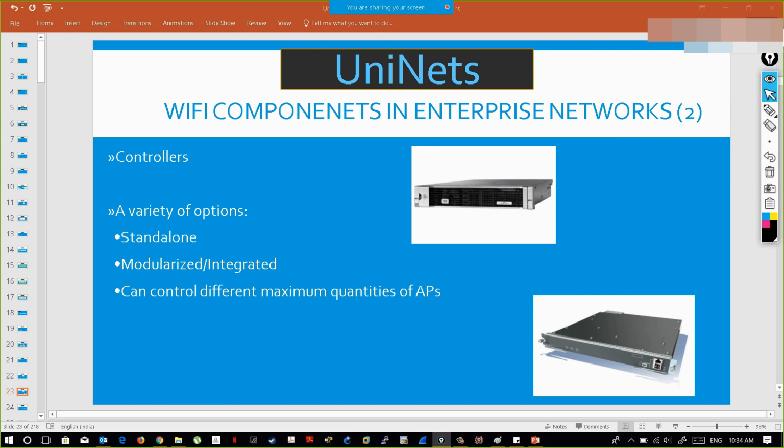But here for our CCNA, we can discuss that these controllers are standalone or modularized, and can control different maximum quantities of APs. These standalone and modularized are the options which are available in the market now. Standalone are devices which have the switching engine in them itself. In the sense, the device will itself have the processor.